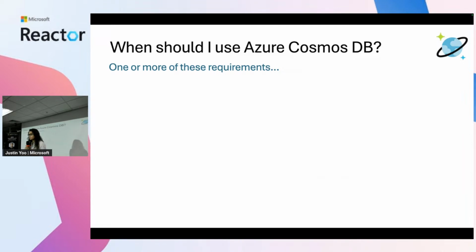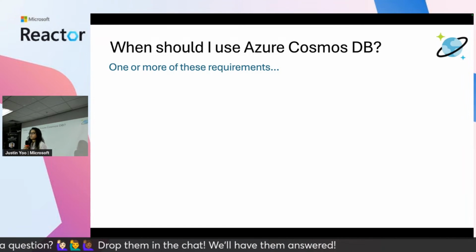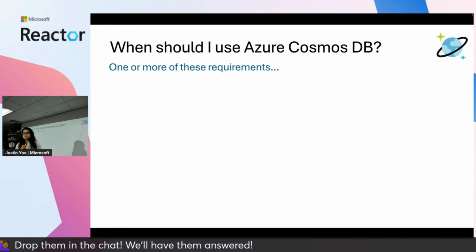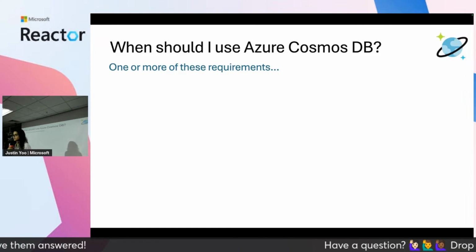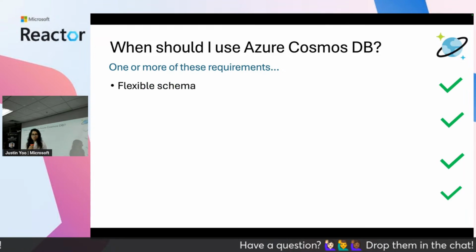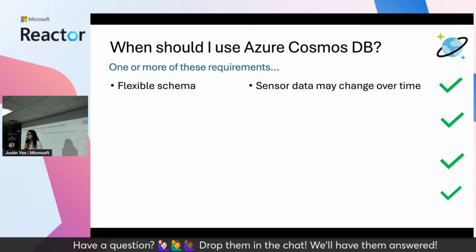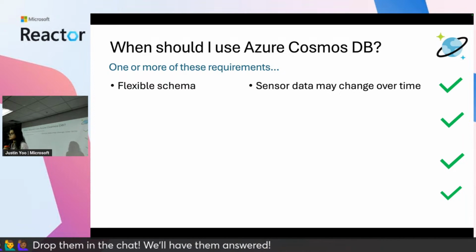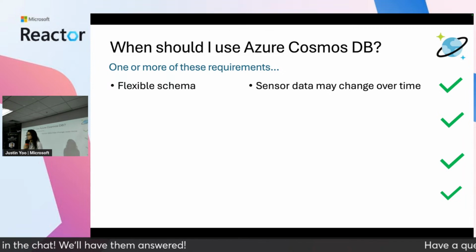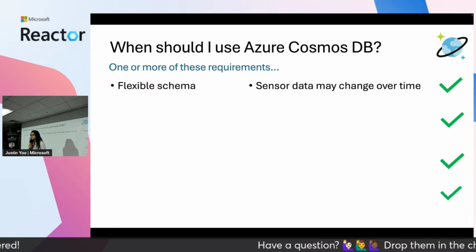So before I move on to explain the core concepts, I just wanted to let you know what are the use cases when you should consider using Cosmos DB or NoSQL database for that matter. First is schema flexibility. So in our scenario, we are dealing with the sensor data, which can change over time. Today, we may receive 8 fields. Tomorrow, it could be 7 fields or even 10 fields. And we don't want to deal with the pain of schema migration when that happens.